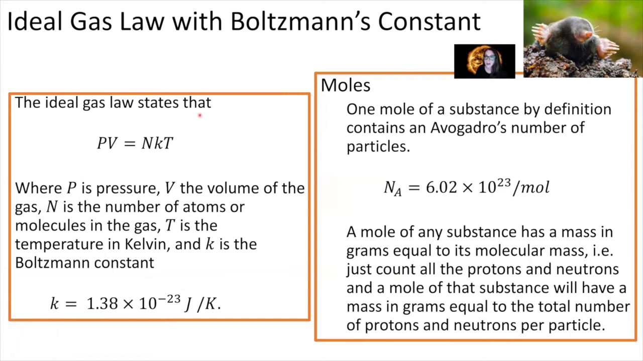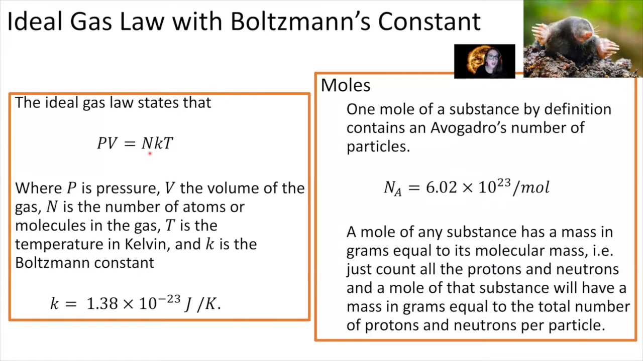The ideal gas law using Boltzmann's constant says that the pressure times volume equals capital N times k, which is Boltzmann's constant, times T. Here P is the pressure, V is the volume of the gas, and N is the number of atoms or molecules in the gas. k is our Boltzmann constant, which is 1.38 times 10 to the minus 23 joules per Kelvin. And T here is the temperature in Kelvin.